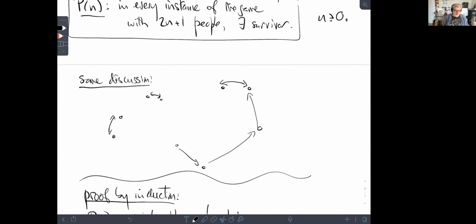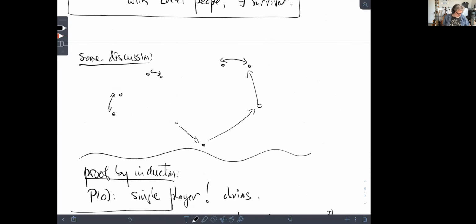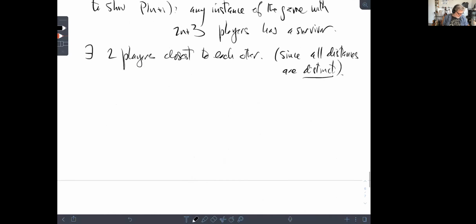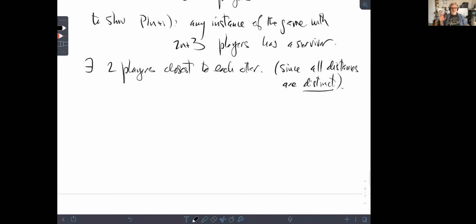So you see, let me show the proof. So here is the person not getting hit. So there exist two players which are closest to each other. They will throw their pies at each other.